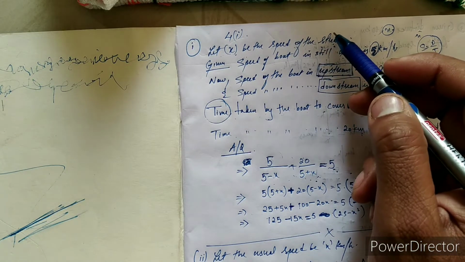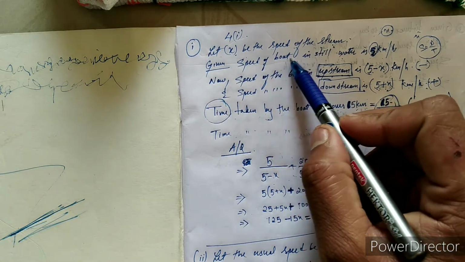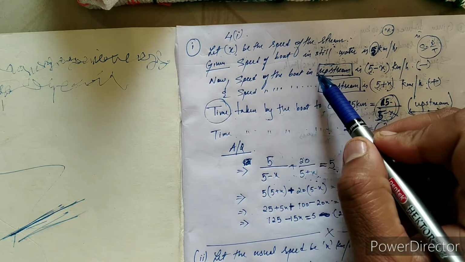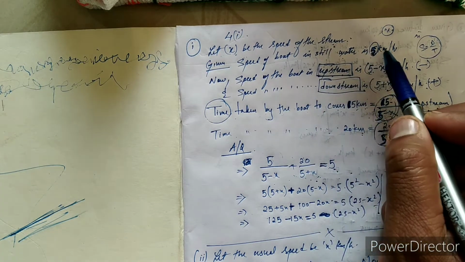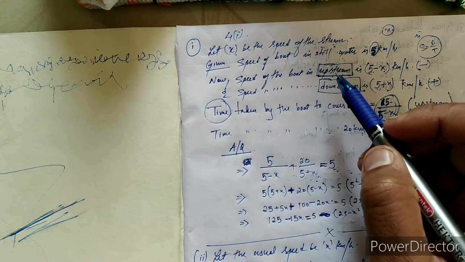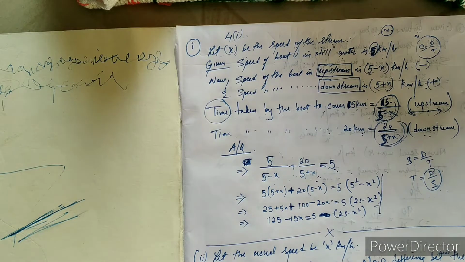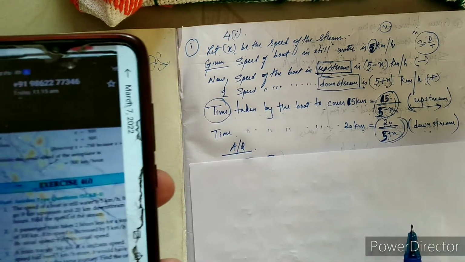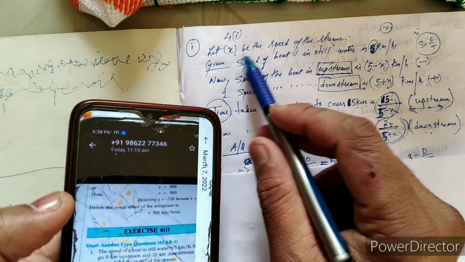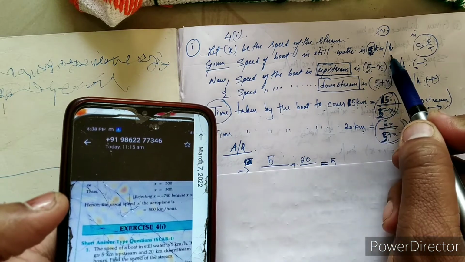Okay, next, whatever is given to us, we'll just note it down. So speed of the boat in still water is given to be 5 km/h. Now one thing you keep in mind. Let me show you. As I've told you, x is the speed of the stream. Next, speed of the boat in still water is 5 km/h. This is given to us.